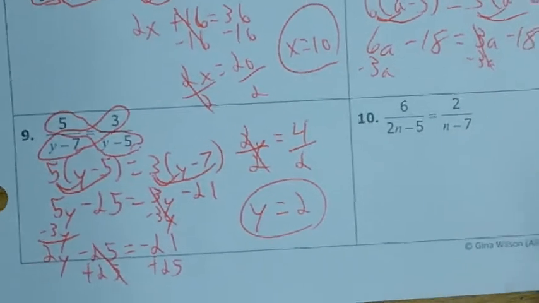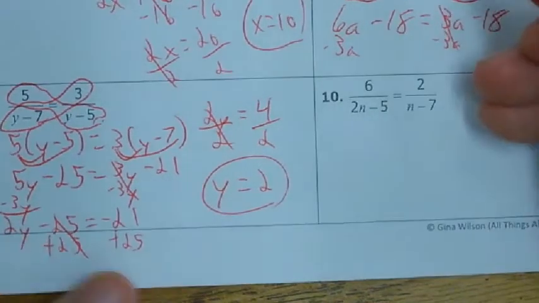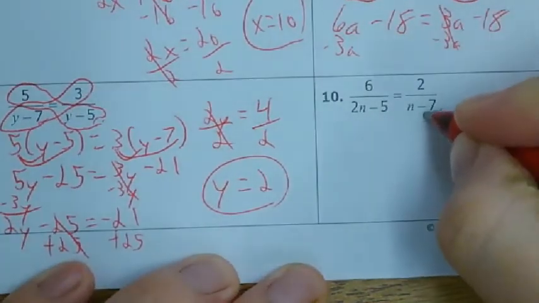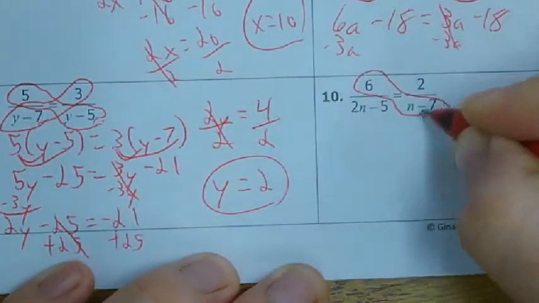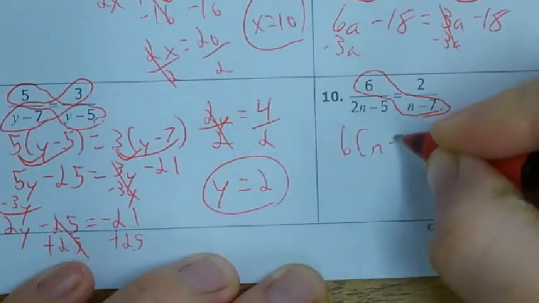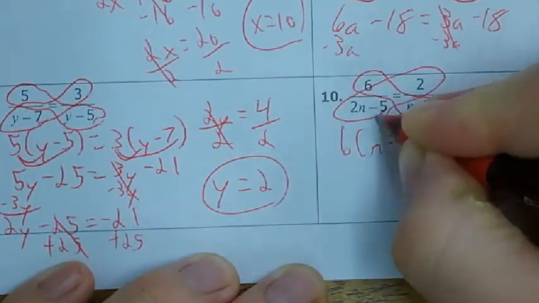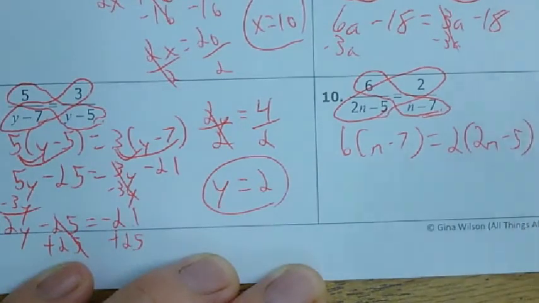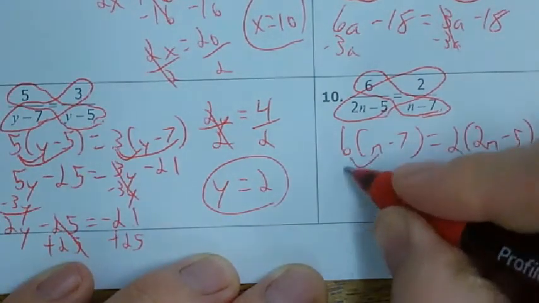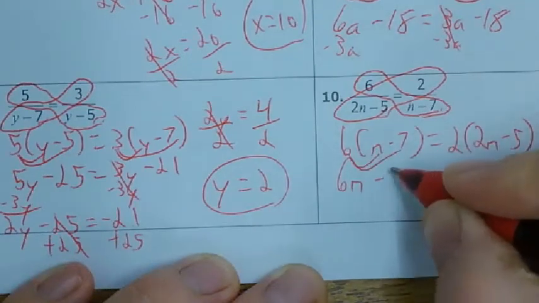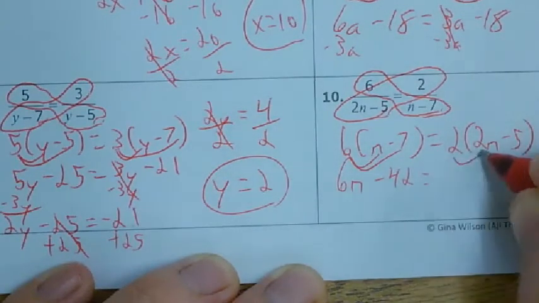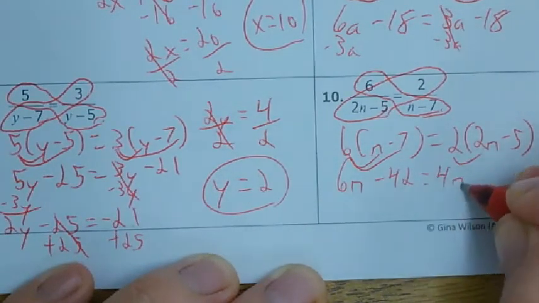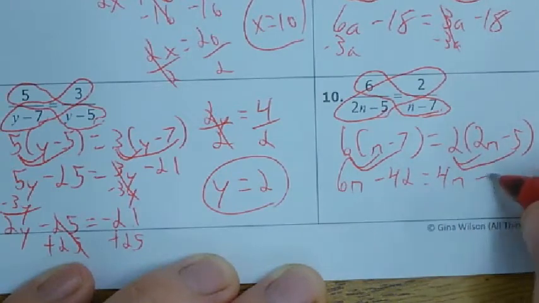All right, and then number 10. Number 10, you're going to cross multiply. 6 times n minus 7, and then 2 times 2n minus 5. 6 times n is 6n. 6 times negative 7 is negative 42. 2 times 2n is 4n. 2 times negative 5 is negative 10.